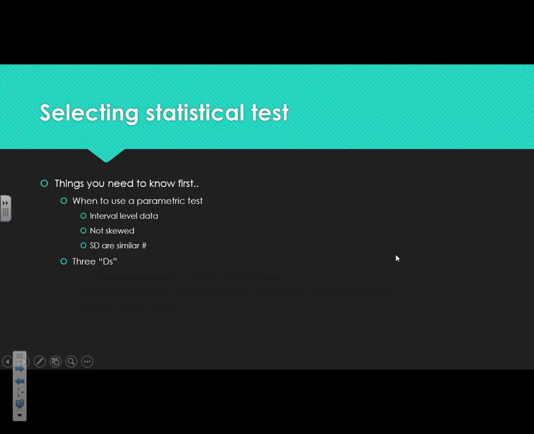The 3 Ds then, please remember this. You've got levels of measurement, so the data: nominal, ordinal, interval. Nominal is naming, frequency, discrete, separate categories. Ordinal is placing things in a rank.